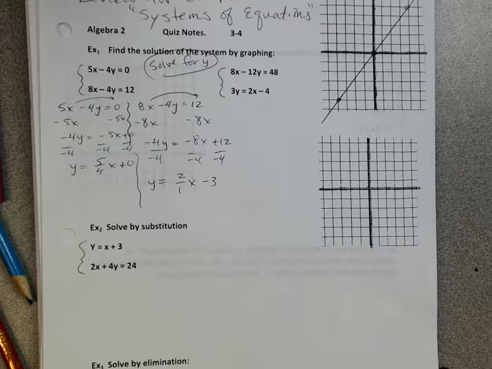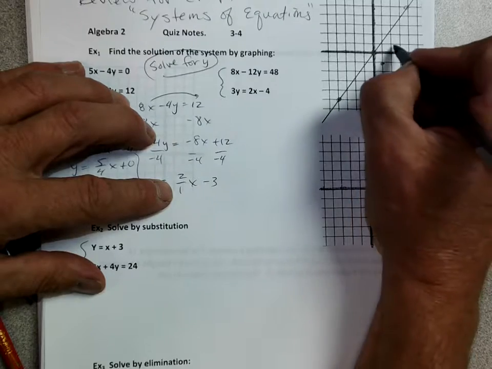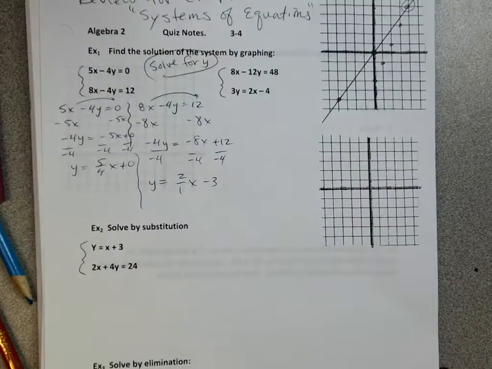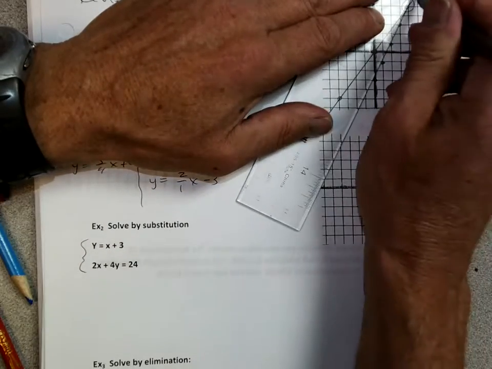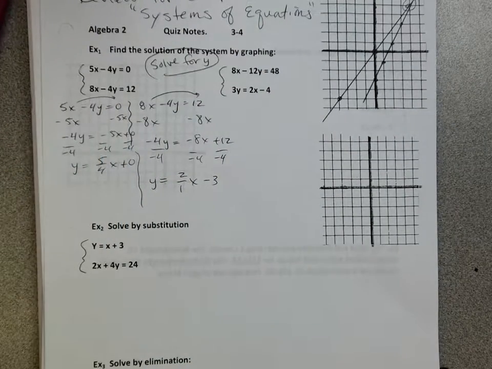Okay, so then let's start at negative 3. Up 2 over 1, up 2 over 1, up 2 over 1, up 2 over 1. Hey, there it is right there. Found it, right? And so the answer is the point. It's not the graph.